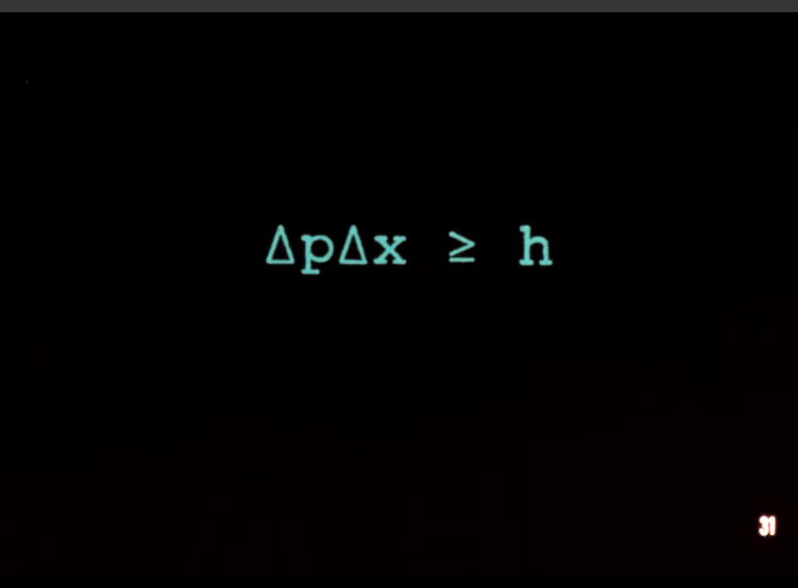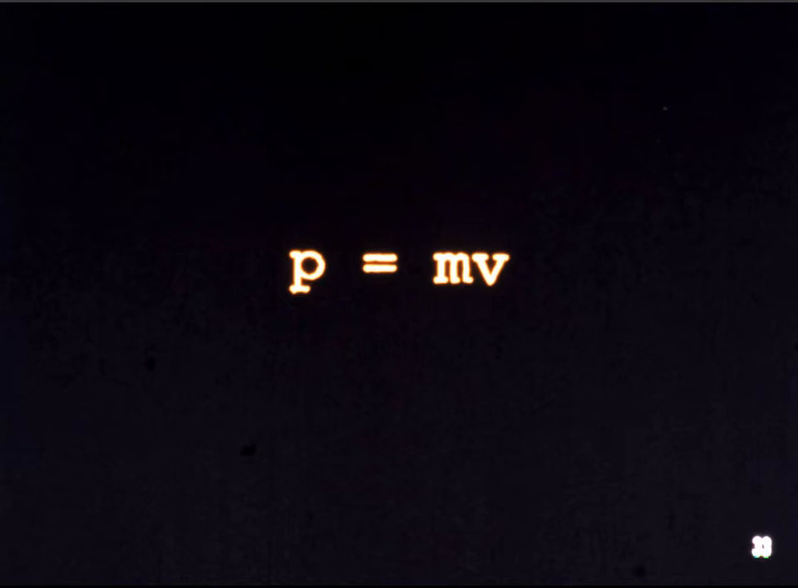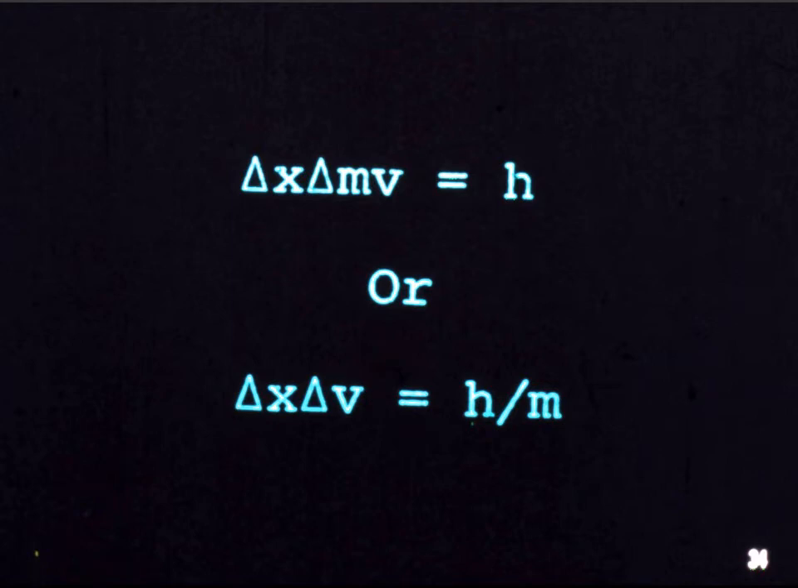Combining the two formulas, we get delta p delta x is greater than or equal to h. A more detailed and sophisticated analysis shows that delta p delta x is actually greater than or equal to h over 4 pi. But since the concept remains the same, we will stay with the simpler formula. Since the momentum, p, can also be written as mass times velocity, we can also rewrite this as delta x delta mv equals h, or as delta x delta v equals h over m.